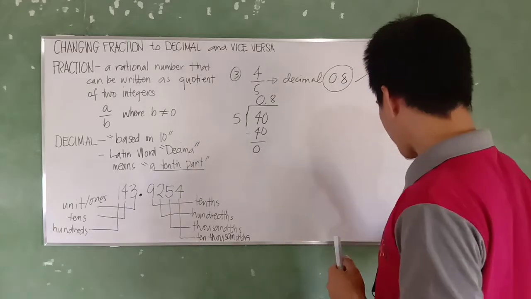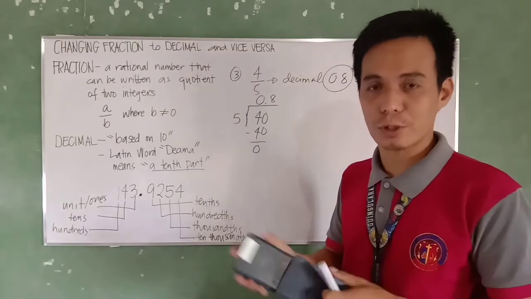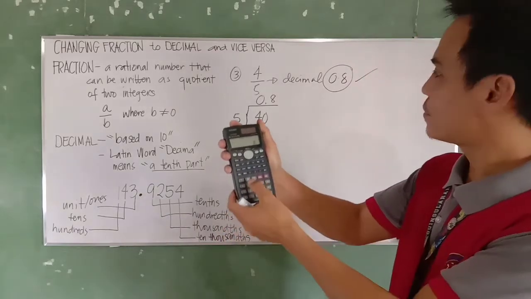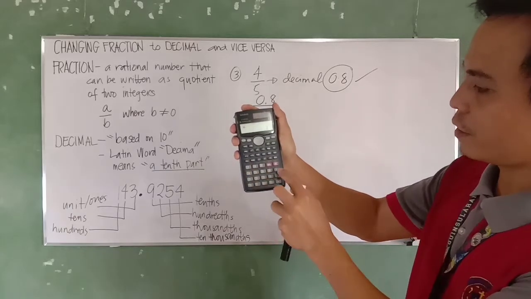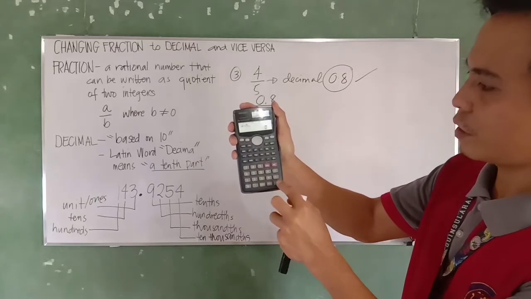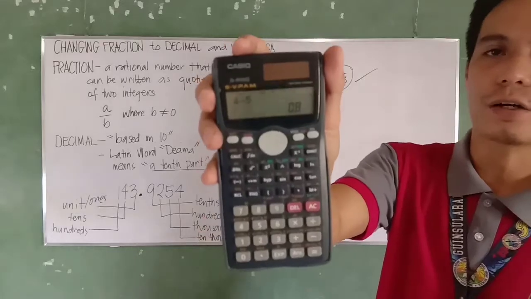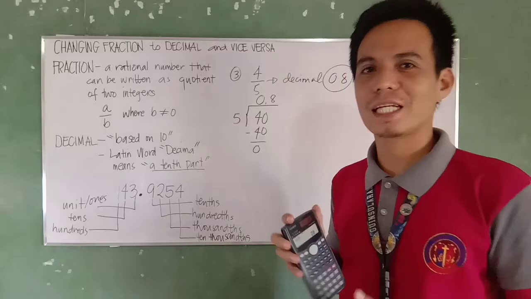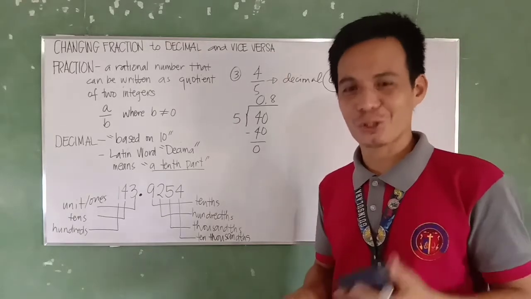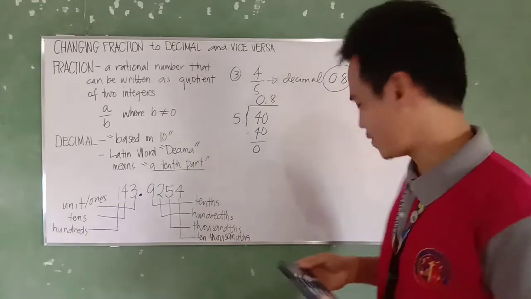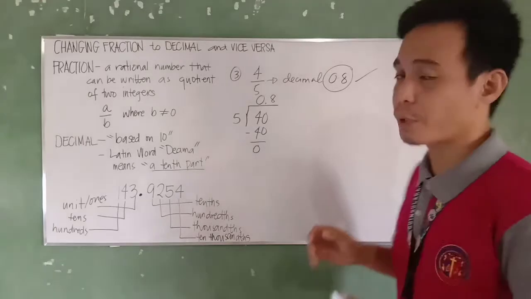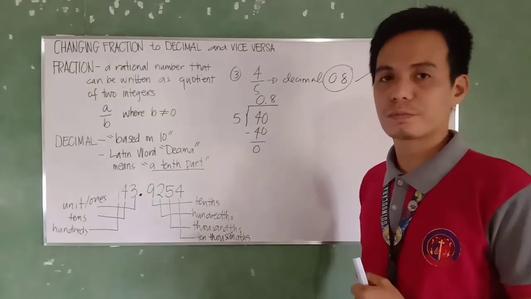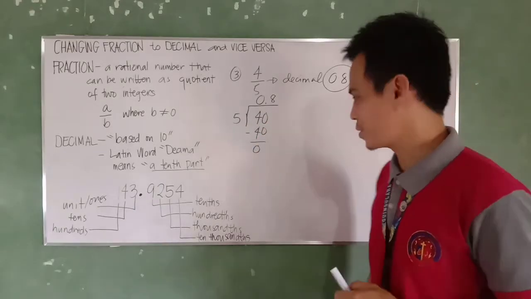Okay? So let's try to check using our calculator if our answer is correct. Just simply press 4 divided by 5 equals. So there you have it, guys. Our answer is 0.8. Okay? Madali lang po siya, guys, if you have calculator. Okay? So that's it. Ganun lang po siya. Pero kapag wala kang calculator, just do it manually. Try this process. Okay? Very good.